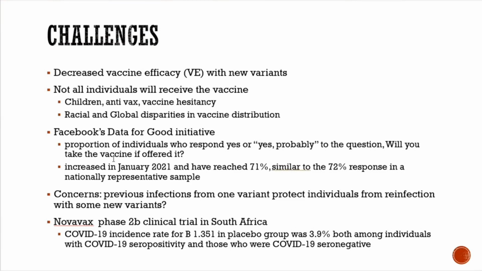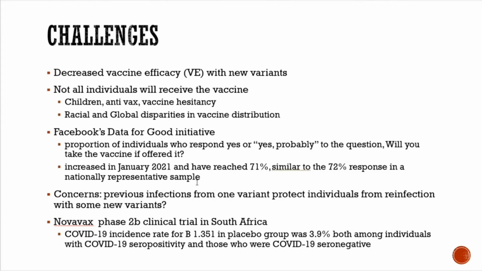If you look at Facebook, like one example of surveys, Facebook's Data for Good Initiative, they ask people whether or not they would vaccinate. The proportion of individuals who responded yes or yes probably to the question of will you take the vaccine if it was offered to you was much lower than, was it 60%. It increased in January 2021 and has sort of leveled off at a max number of 71%. This is similar to a 72% response that was seen in a nationally representative sample.